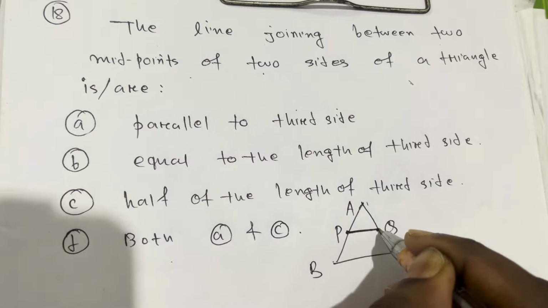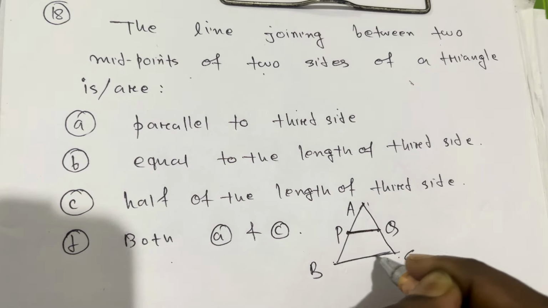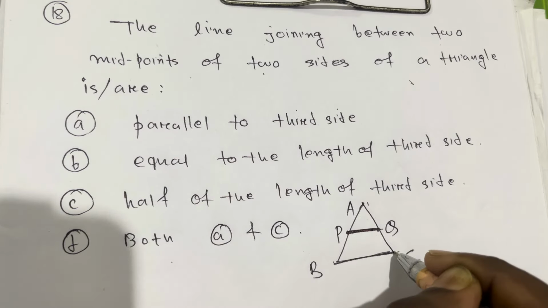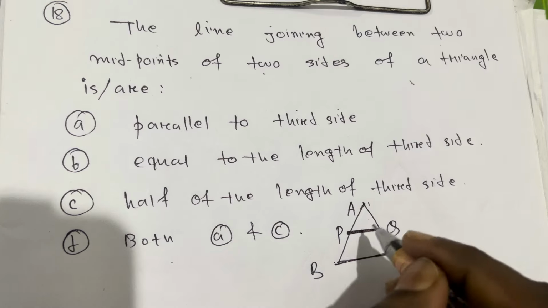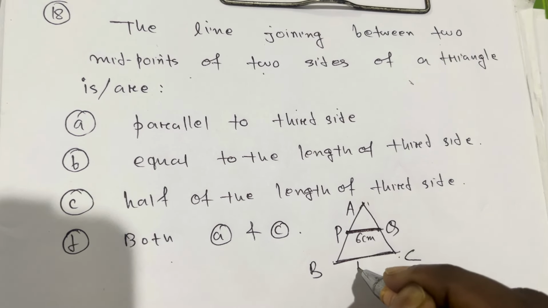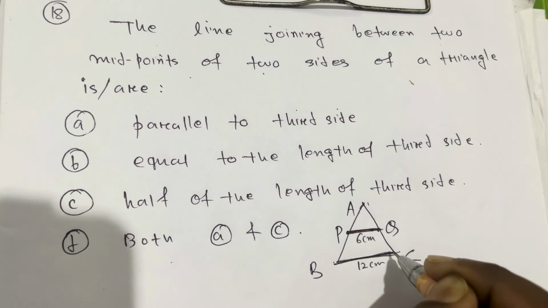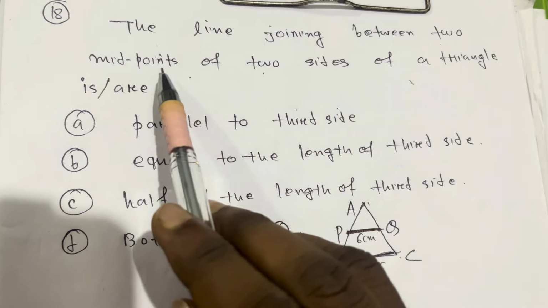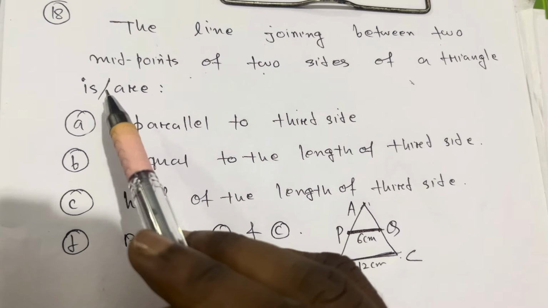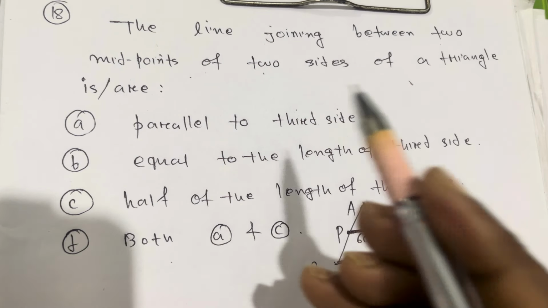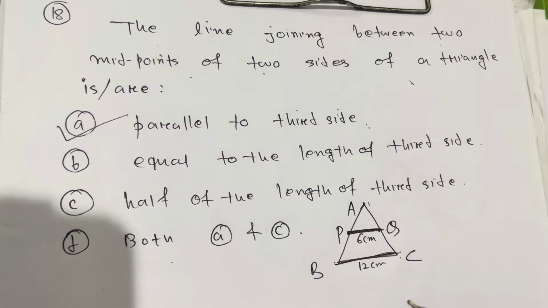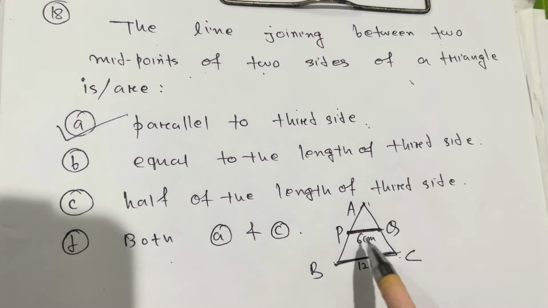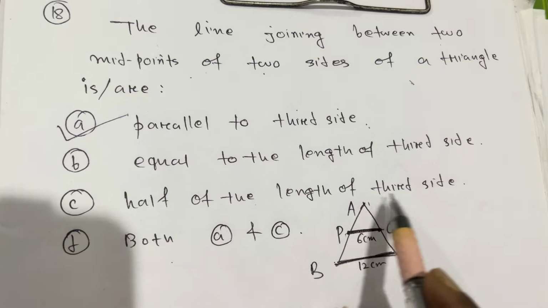This line segment is parallel to what? The third side, and the length of this is what? Half of the length of the third side. If this is 6 centimeter and this is 12 centimeter, this is 12 and this is half of 12, that means 6 centimeter. So the line joining the midpoints of two sides of a triangle is parallel to the third side. By the midpoint theorem, it is parallel to the third side, but not equal to the length of the side. This is half of the length of the third side.